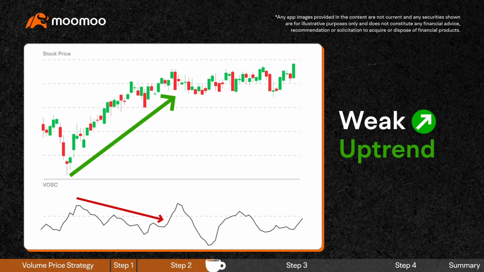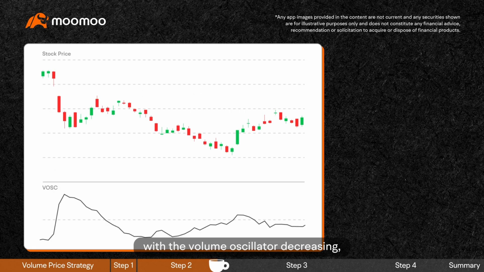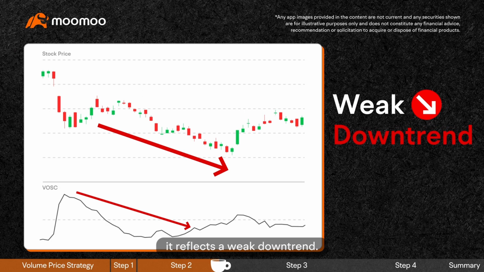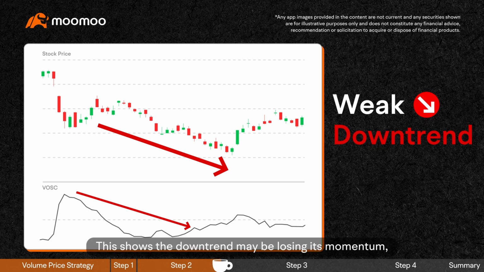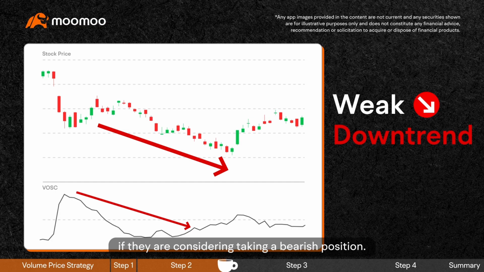losing its momentum. If the price goes downward with the volume oscillator decreasing, it reflects a weak downtrend. This shows the downtrend may be losing its momentum, and investors should also be careful if they are considering taking a bearish position.